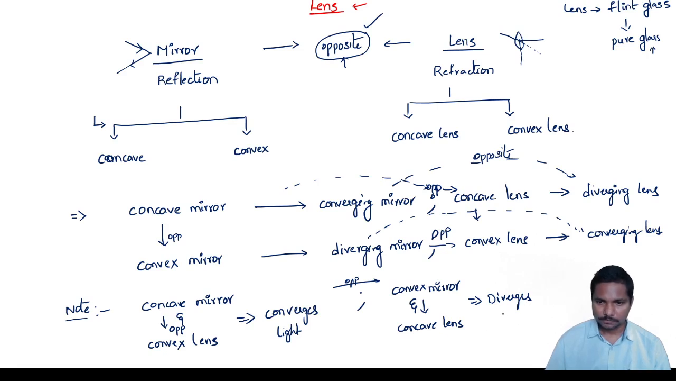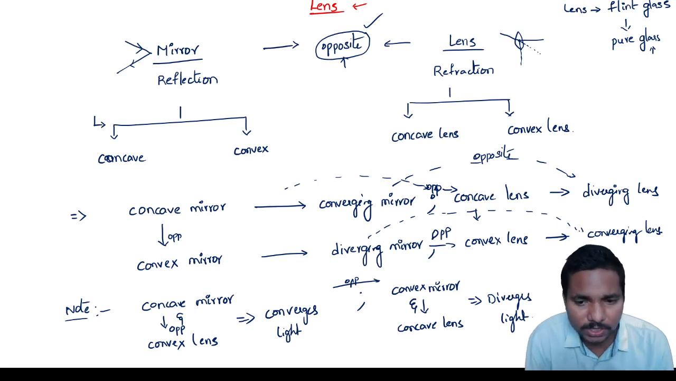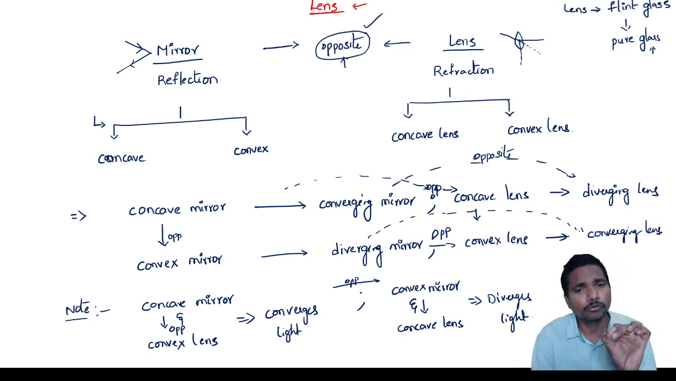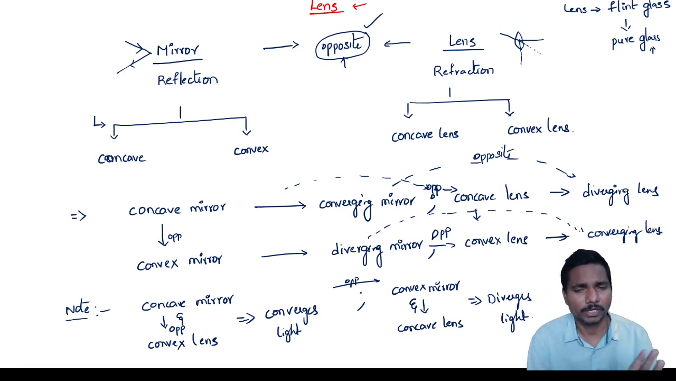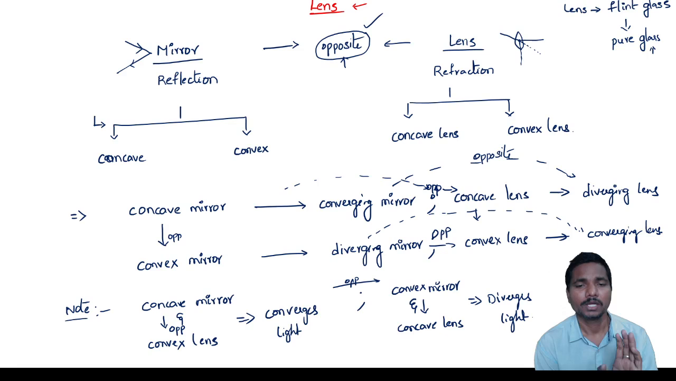Diverges the light. Okay, so all of you clear? Concave mirror, convex lens, converges; convex mirror, concave lens, diverges. Okay, so if you don't get anything about this, no need to worry, guys. You had the previous session about the mirrors.